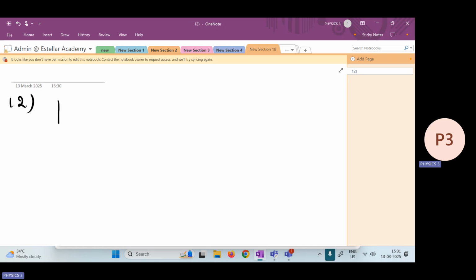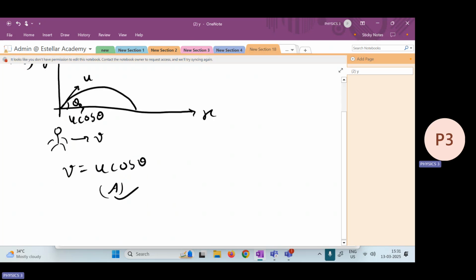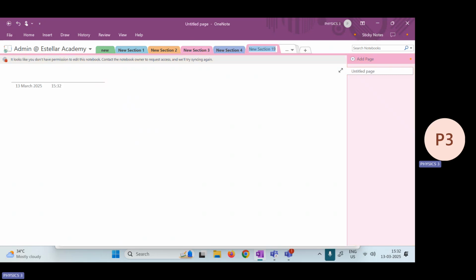Okay, so first we will make this situation. So this situation will look like this. And the person starts running with some velocity, let's say v. So to catch the ball, the horizontal component of velocity of ball and the person should be same. So v should be equals to u cos theta. So A option should be correct answer. Now let's go for the next question, which is 13.